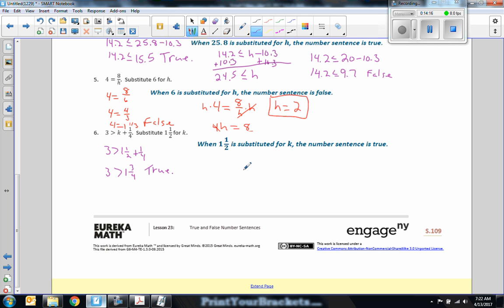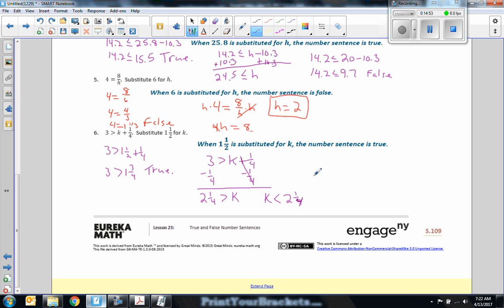Now I have to find when this is false. So I'm going to solve this for k. So I write 3 is greater than k plus 1/4. To get k by itself, I subtract 1/4 from both sides. 1/4 minus 1/4 is 0, leaving me with k. 3 minus 1/4 is 2 1/4. So 2 1/4 is greater than k. If I flip that around and put the variable first, it's more understandable. Okay, so I just flip this around. So now k is less than 2 1/4.